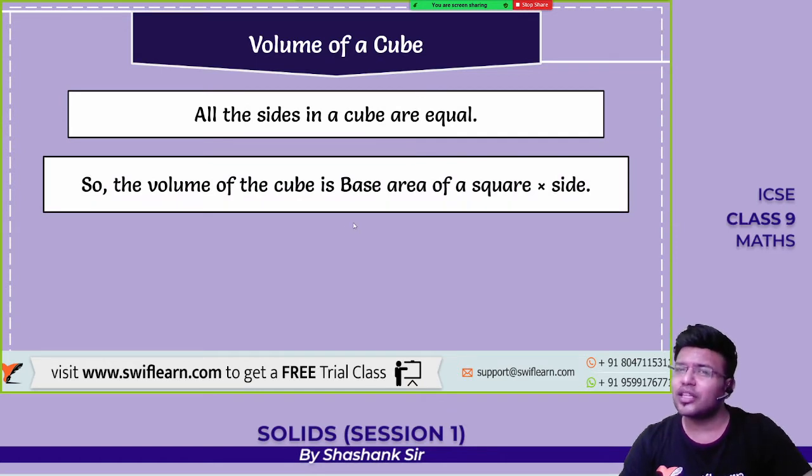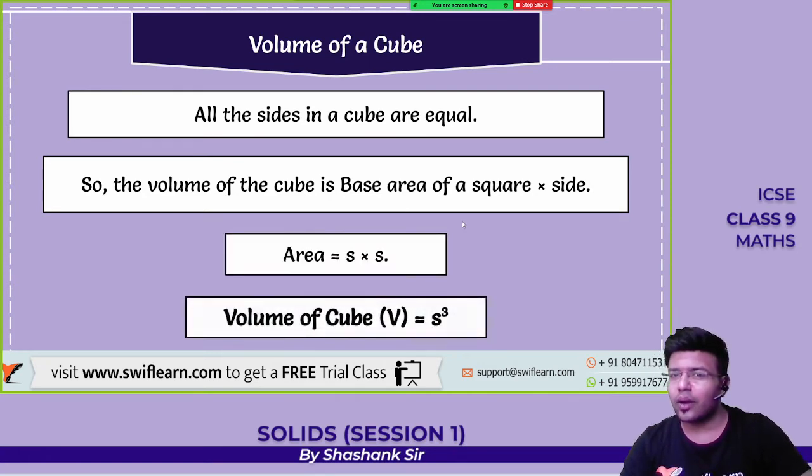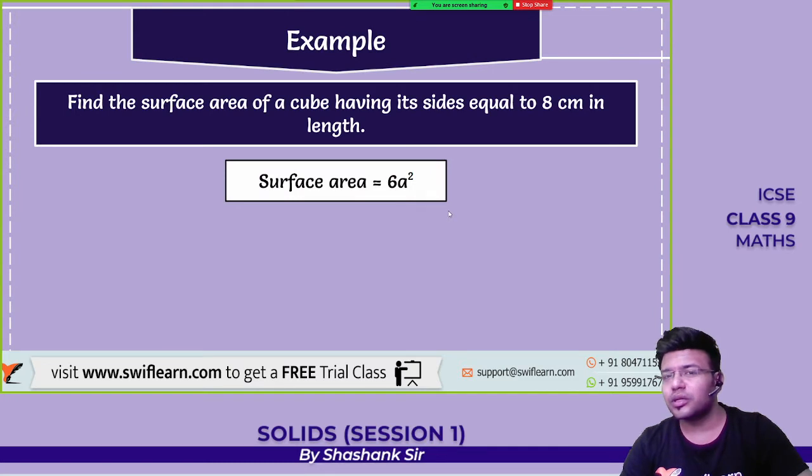All the sides in a cube are equal, so the volume of a cube is base area into the height, or into the side. So the base area is s square and height is s, so s cube. If a is the side, it is a cube.